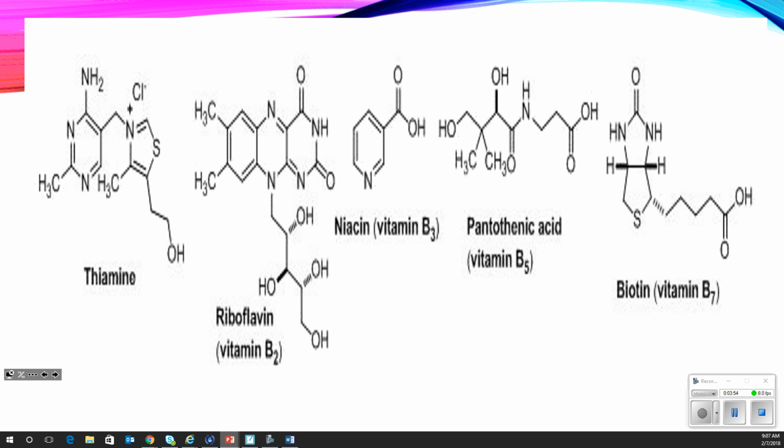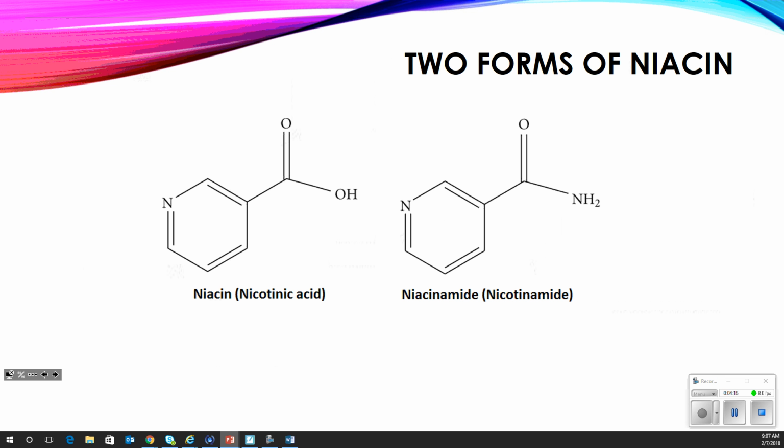So here's some of the structures of those, and they are found in your book. Also, you can find these structures. There's thiamine, riboflavin, niacin, pantothenic acid, and biotin. Biotin has to do with your nails and hair. You can sort of see the structures going on there. Niacin actually has two forms that you can see here, one with an OH and one with an amine.